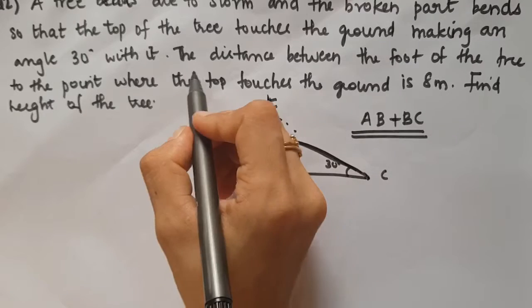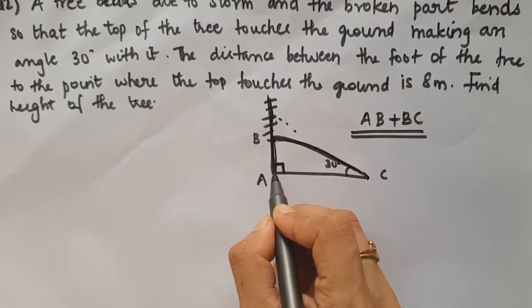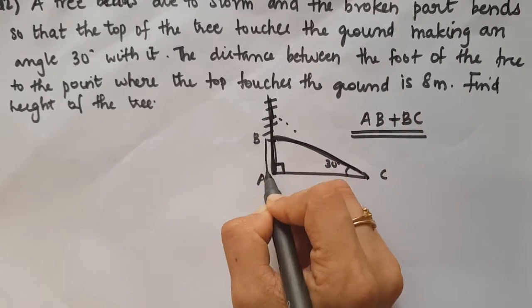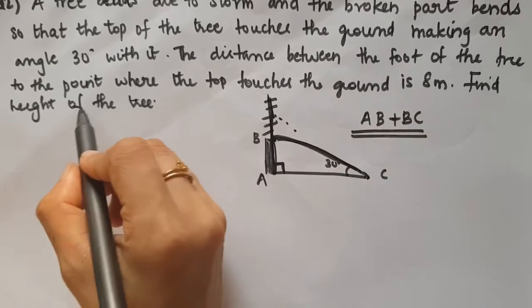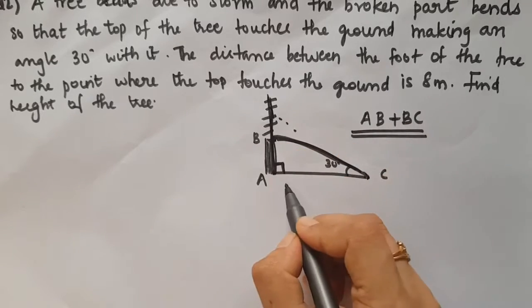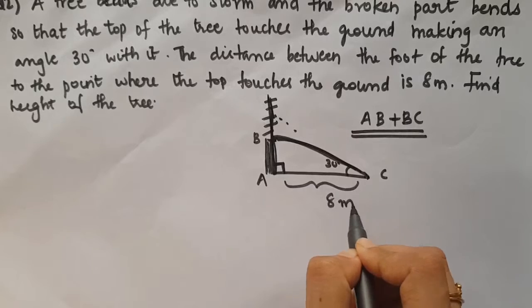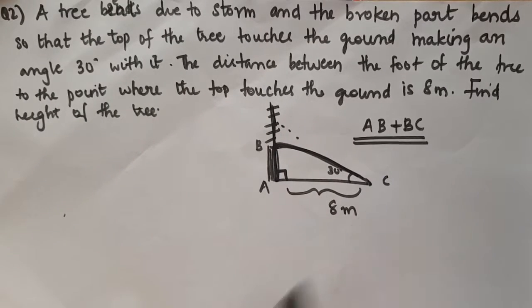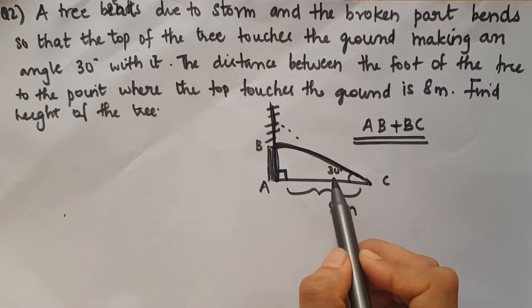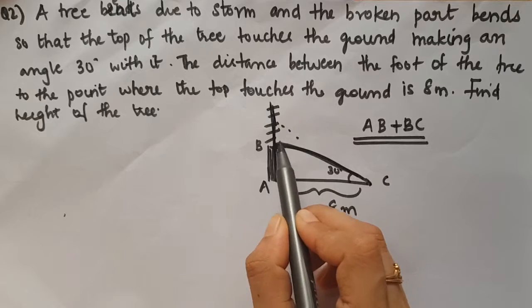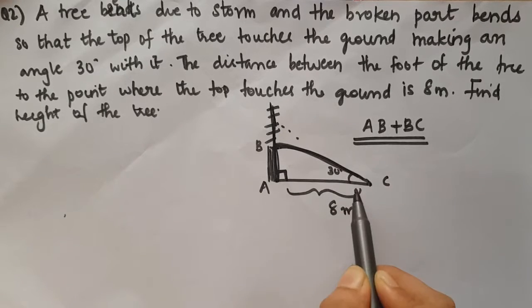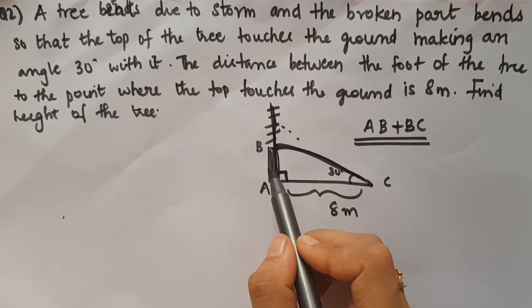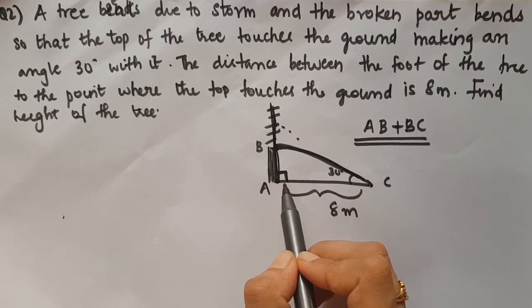It is also said that the distance between the foot of the tree, that is the roots, and the point where the top touches the ground is 8 meters. So this is 8 meters. And we understood that AB plus BC is the tree. Now solving it, we have to find AB as well as BC. AC is given to us. First, let's find AB.